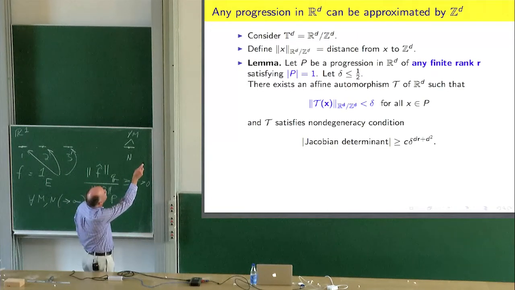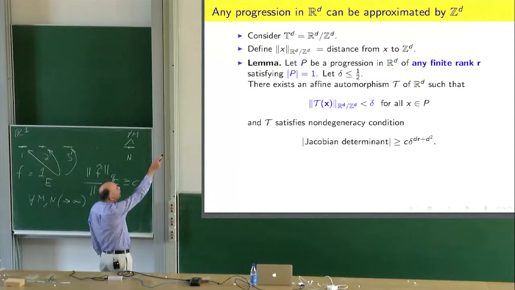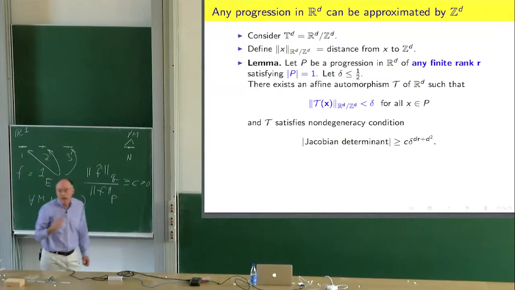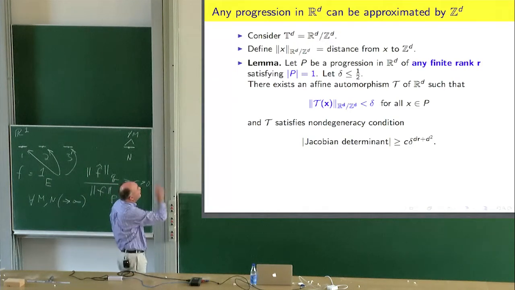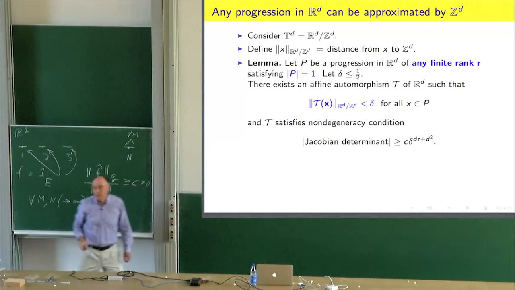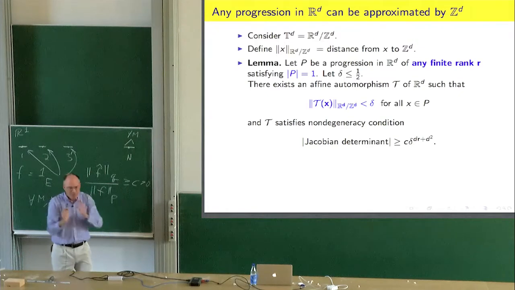So we're given here, this is the torus, the quotient space. This norm is the distance from x to the nearest integer. You're given a progression P in R^d. It has some controlled rank R, and its Lebesgue measure is 1. And you're given an arbitrarily small constant delta. And then you can map this progression by an affine automorphism so that the image lies within delta of the integers. And of course, you can do that just by multiplying by a very small constant.